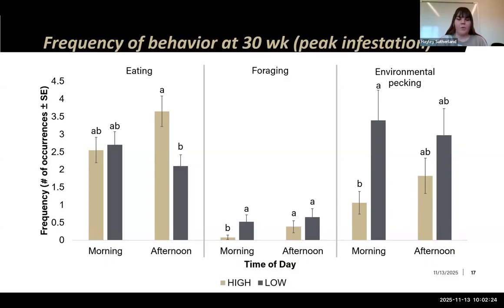Our high birds are eating more frequently in the afternoon than the low birds are. When it came to foraging, we had differences where our high birds foraged least in the morning compared to any other time point or with our low group. And finally, with environmental pecking, it's going to be in the morning looking at our low birds and our high birds. So our low birds are environmentally pecking more frequently in the morning than our high birds are.